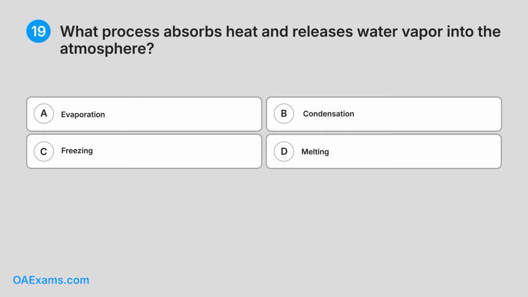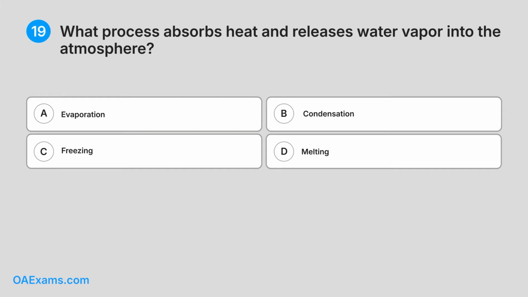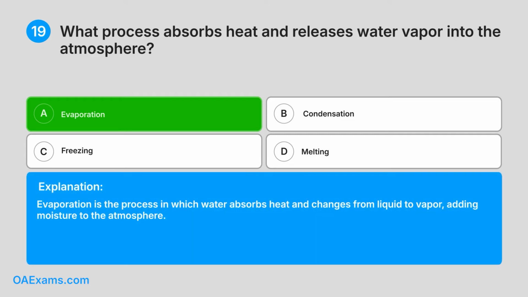19. What process absorbs heat and releases water vapor into the atmosphere? A. Evaporation. B. Condensation. C. Freezing. D. Melting. Do you know the answer? Correct answer. A. Evaporation. Explanation. Evaporation is the process in which water absorbs heat and changes from liquid to vapor, adding moisture to the atmosphere.